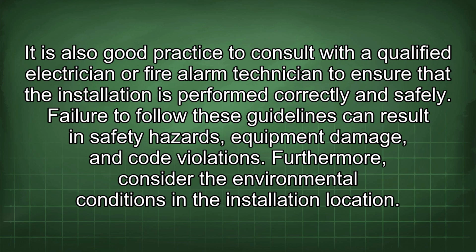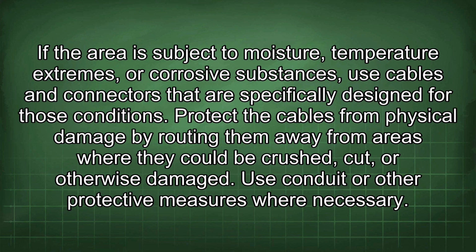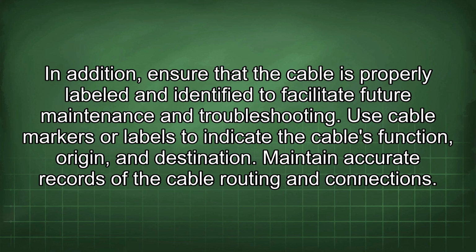Furthermore, consider the environmental conditions in the installation location. If the area is subject to moisture, temperature extremes, or corrosive substances, use cables and connectors that are specifically designed for those conditions. Protect the cables from physical damage by routing them away from areas where they could be crushed, cut, or otherwise damaged. Use conduit or other protective measures where necessary. In addition, ensure that the cable is properly labeled and identified to facilitate future maintenance and troubleshooting. Use cable markers or labels to indicate the cable's function, origin, and destination. Maintain accurate records of the cable routing and connections.